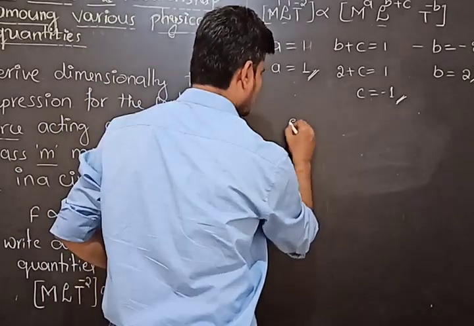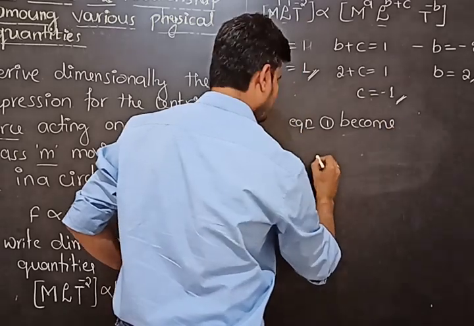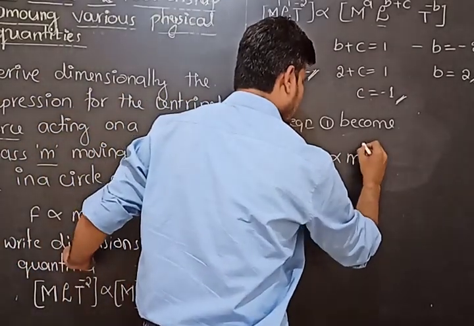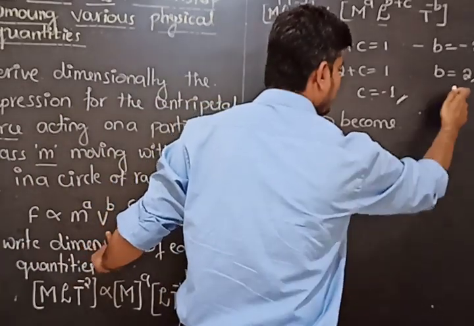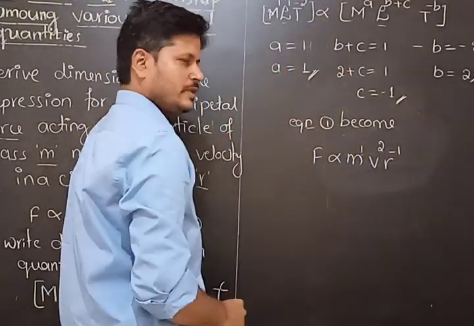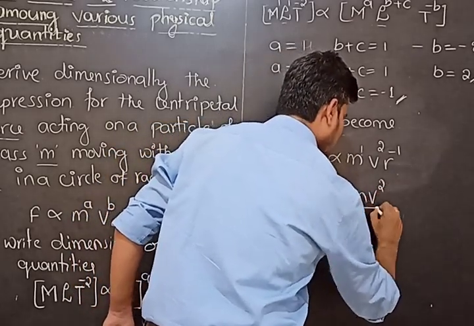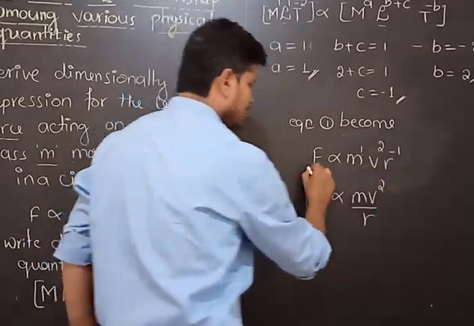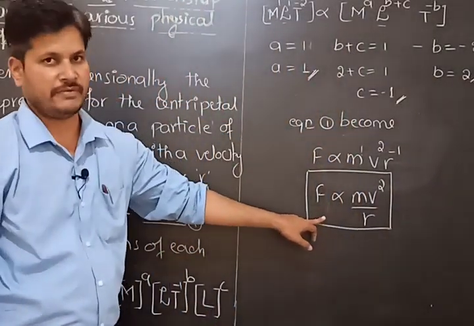Then equation 1 becomes F is proportional to m raised to a, where a is 1, v raised to b, where b is 2, and r raised to c, where c is minus 1. That is, F is proportional to m v square divided by r. This minus 1 means r comes in the denominator. This is the centripetal force equation.